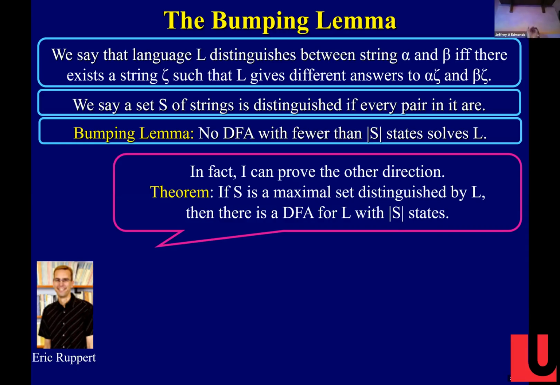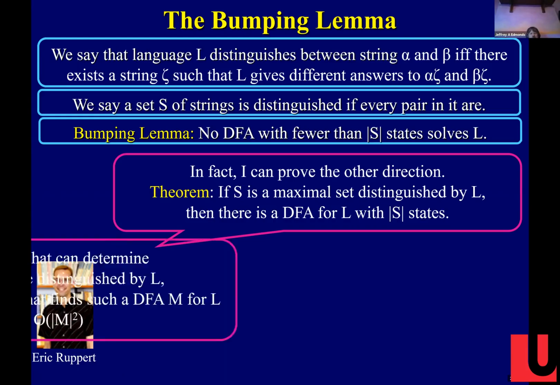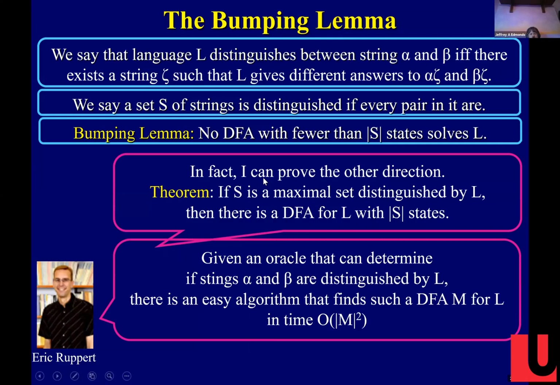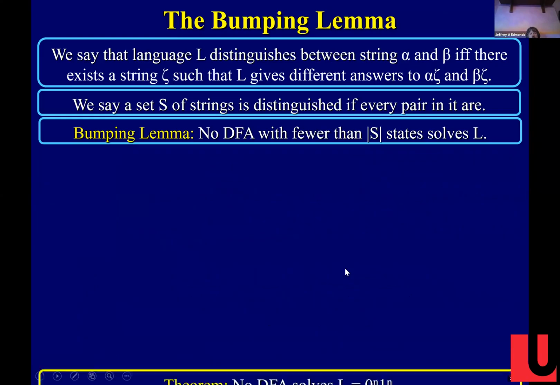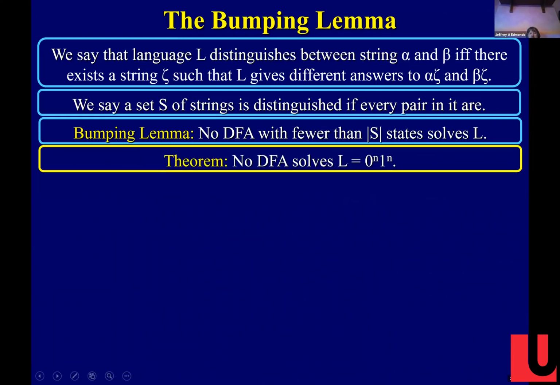So this idea of coming up with the set of strings that are distinguished by the language completely characterizes the size of the smallest DFA. And the proof's not so hard, but we're not going to cover it. All right, everybody got that?